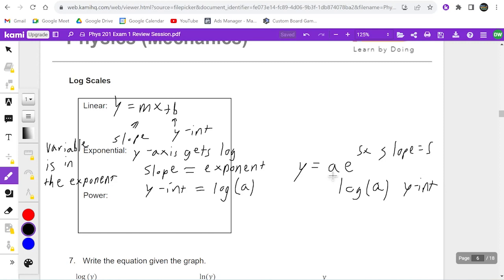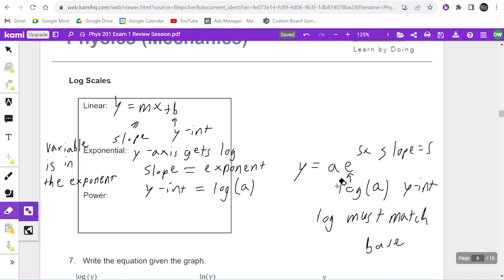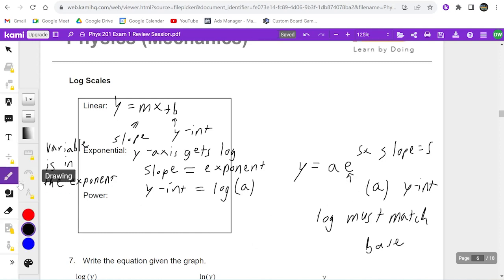Oh, and by the way, this log has to match that base. What does that mean? It means I can't just do any log. I have to do log base e, which is the natural log. That's the one I'm expecting to see on the test. It was on the practice test, and it's the most common example for exponential, the natural log, ln.